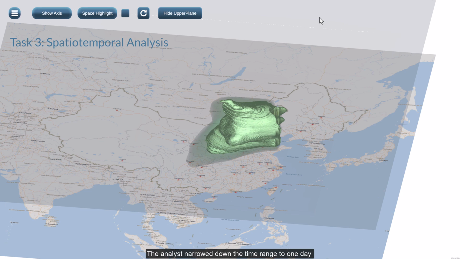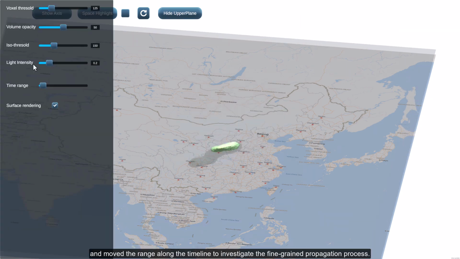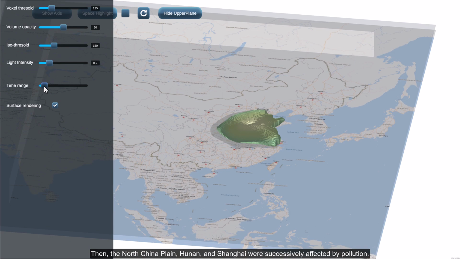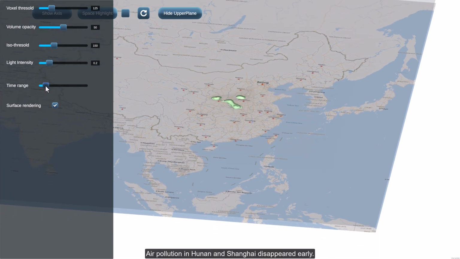The analyst narrowed down the time range to 1 day and moved the range along the timeline to investigate the fine-grained propagation process. The moderate pollution started from the Loess Plateau. Then, the North China Plain, Hunan, and Shanghai were successively affected by pollution. Air pollution in Hunan and Shanghai disappeared early.